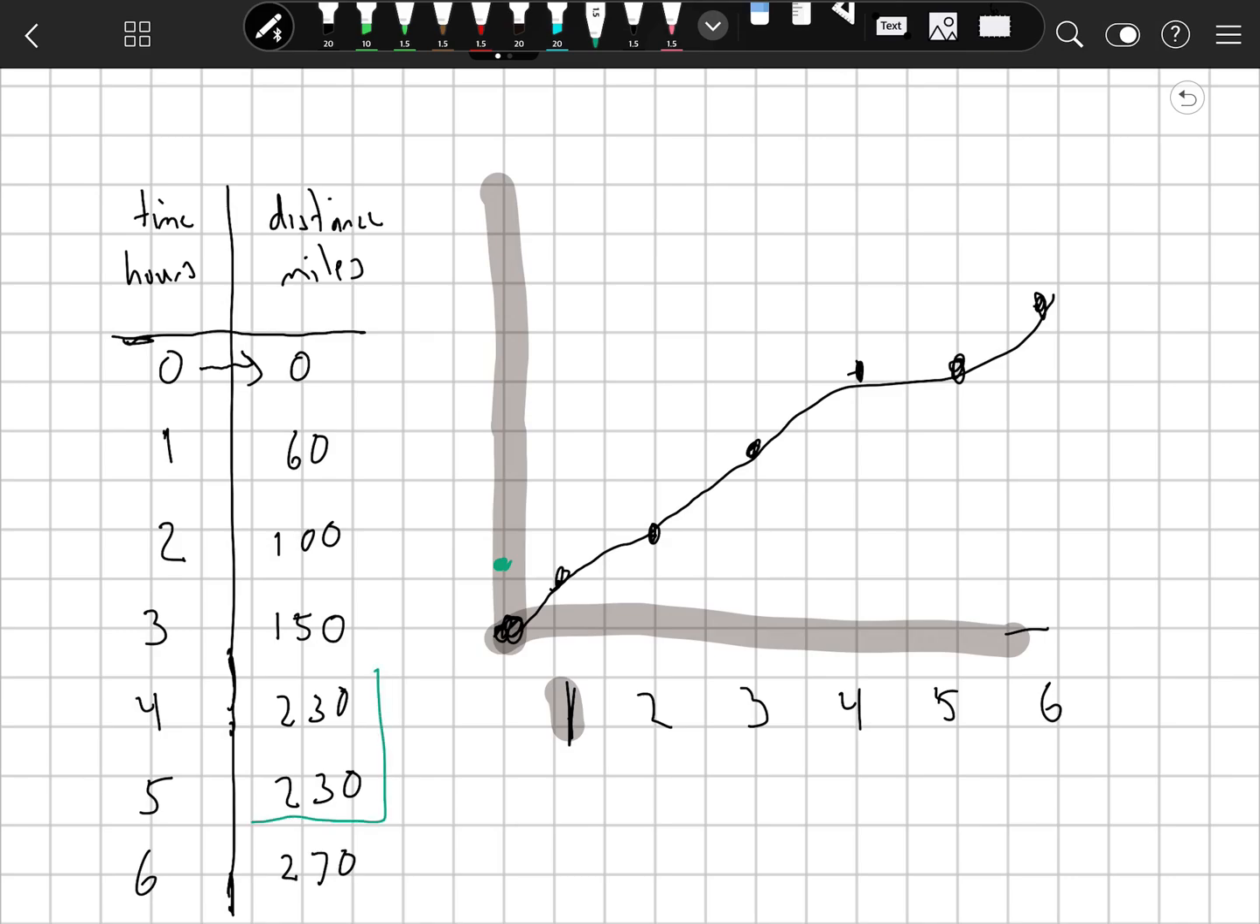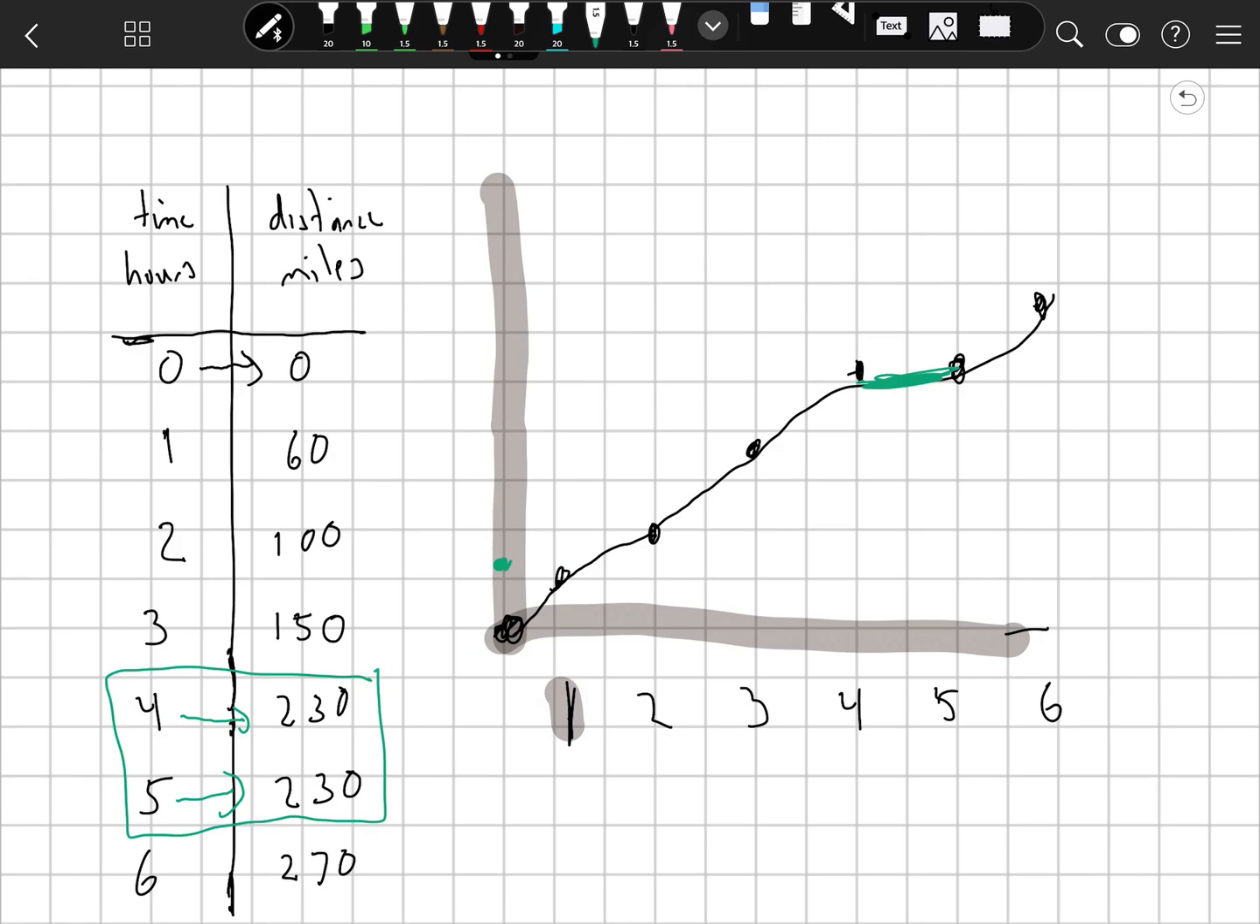Now, some people get hung up on this part right here, and they think of things backwards. For every input, there should be exactly one output. Well, 4, that's your input, there's exactly one output. And 5, there's exactly one output there too. So this part right here, that's still a function.